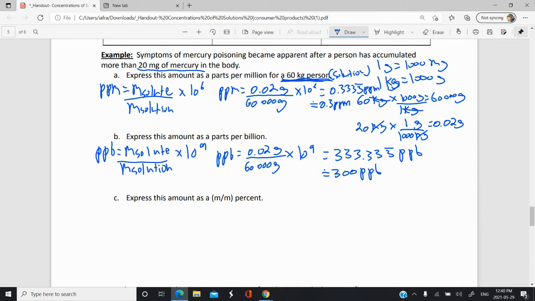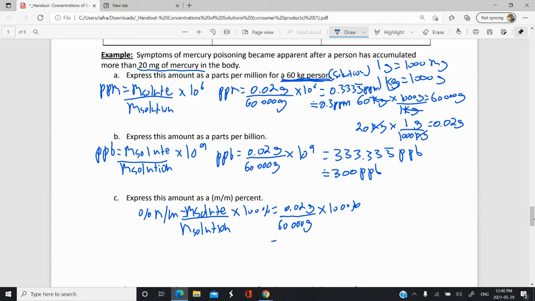So remember that percent mass is the mass of the solute, which is our mercury, over the mass of the solution times 100%. And so we're going to get 0.02 grams over 60,000 grams times 100%.